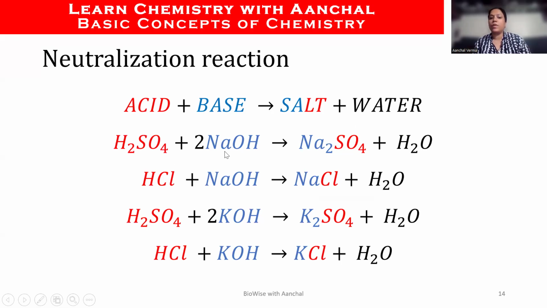So H2SO4 when it reacts with sodium hydroxide, you have sodium sulfate and water. Hydrogen chloride, that is hydrochloric acid, and NaOH, that is sodium hydroxide, form sodium chloride, common salt, and water. H2SO4 and potassium hydroxide give potassium sulfate and water. Hydrochloric acid and potassium hydroxide give potassium chloride and water.